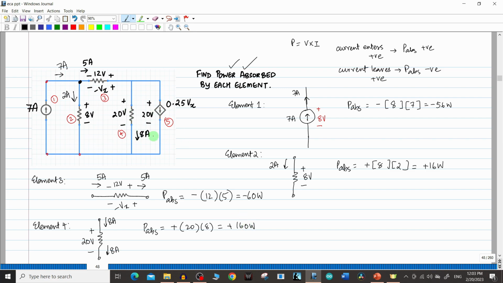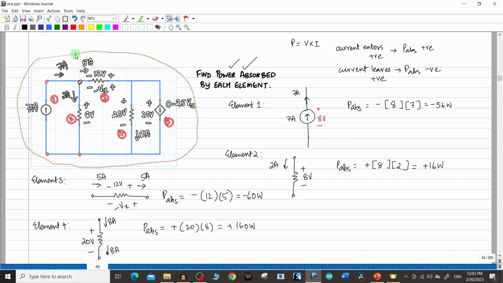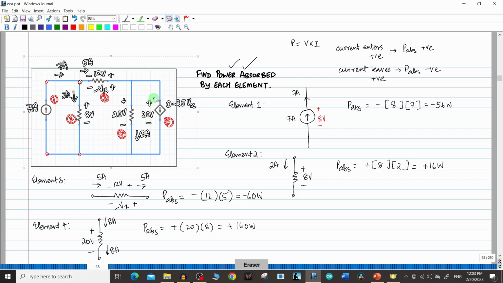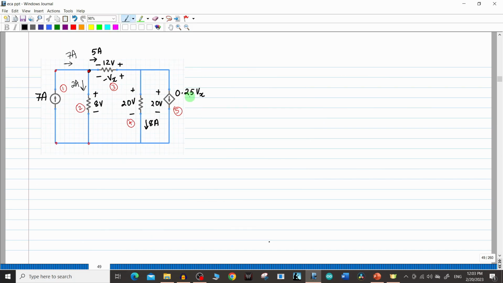And finally, here you are having a dependent source. Okay, so this is going to be a little bit more interesting. So let me just copy this circuit and we will take it to the next page so that you understand the concept in a better fashion. So let us find the power absorbed by element number 5 here. So I will draw that element number 5. This is actually a dependent current source, and clearly you can see it is a voltage controlled dependent current source.